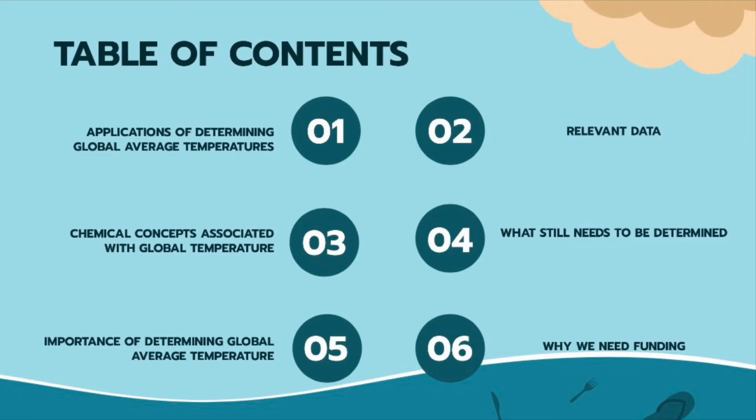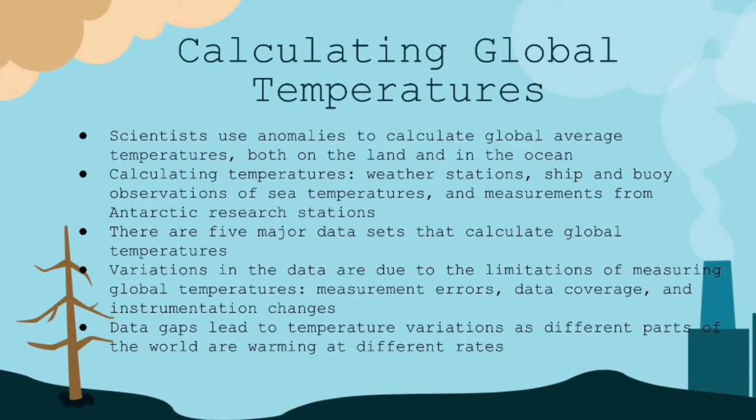So, for calculating global temperatures, scientists use anomalies to calculate global average temperatures, and this is both on the land and in the ocean. And warming is generally greater over the land than in the water. And what are anomalies? That's basically the difference between actual temperatures and average temperatures over 30-year periods. And we use this to calculate how those temperatures are changing over time.